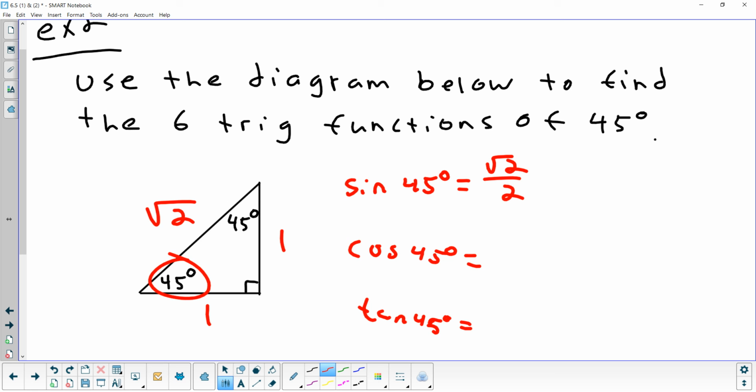Jack, how about the cosine of 45? 1 over the square root of 2. And it's the same thing, 1 over the square root of 2. And the tangent, Casey, what's the tangent of 45? 1.